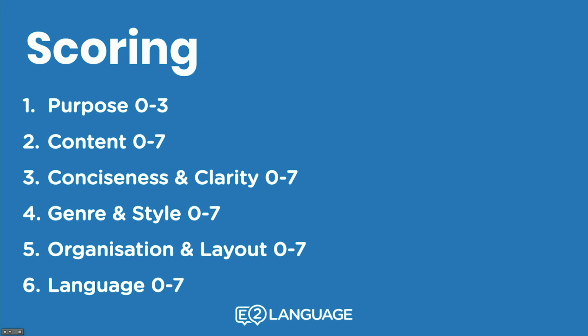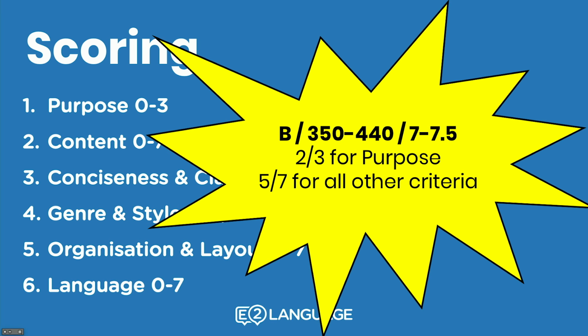Now, you're scored for purpose from 0 to 3. So 0, 1, 2, or 3. Content, conciseness, genre and style, organization, and language are scored from 0 to 7. If you're aiming for an OET B, which is the equivalent of 350 to 440, or the equivalent of an IELTS 7 to 7.5, you need to get on average 2 out of 3 for purpose, and at least 5 out of 7 for all of the other criteria.